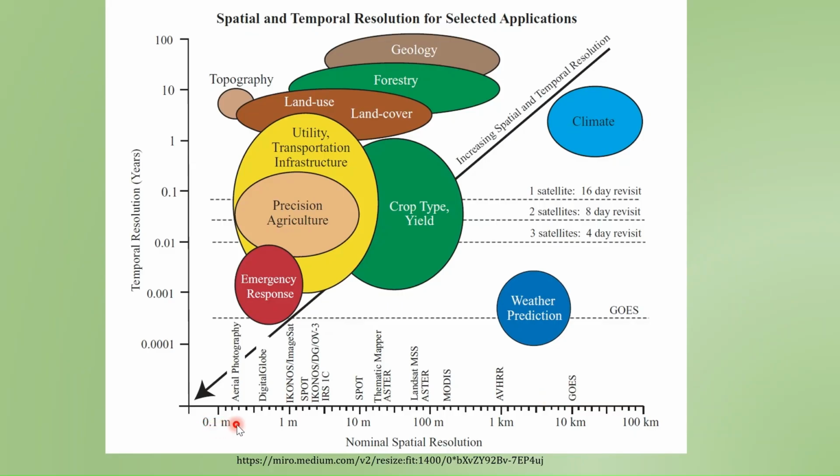This image shows the different spatial resolution and temporal resolution. Here we have meters to kilometers for spatial resolution and years for temporal resolution. So depending upon the application, we can select the different data. If we want to make a climate study, then less spatial resolution and less temporal resolution will do. But in the case of emergency response, we need high spatial resolution as well as high temporal resolution data. So depending upon the application, we can go for either higher spatial resolution or higher temporal resolution.